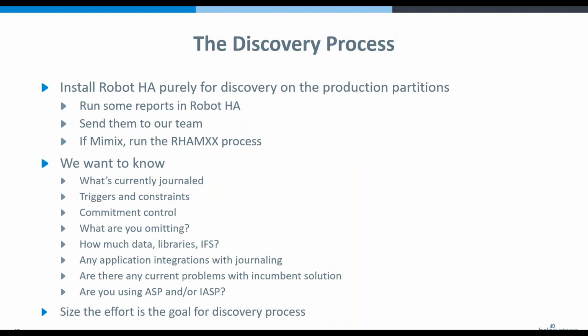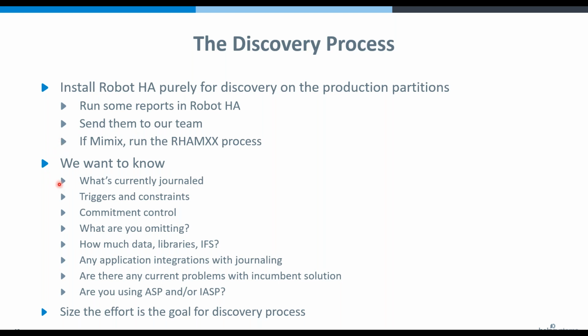So what about the discovery process, Mark? What is this? Yeah, so the discovery process is when we basically start running reports of what your existing setup looks like. So we install the Robot HA product, but don't configure it. We're just getting it out there for the library at this point to have all the reports that we run. It's around 10 reports that we like to run. We like to look at triggers and constraints, existing journaling, where objects are journaled to, libraries, library sizes, things like that. So it's about looking at what exists today. And if you have MIMIX installed, we do have a conversion tool that will help us with building the Robot HA rules. So it makes it a little bit quicker there.